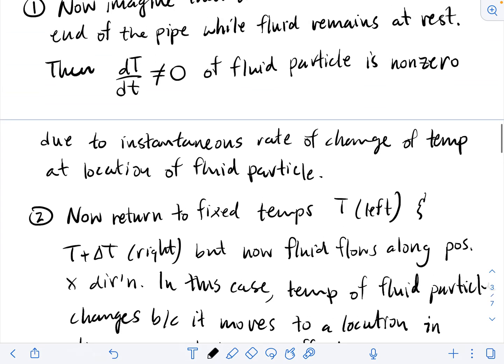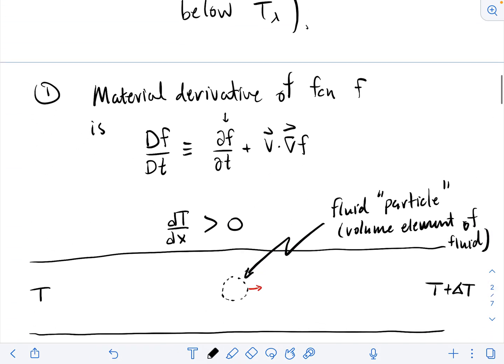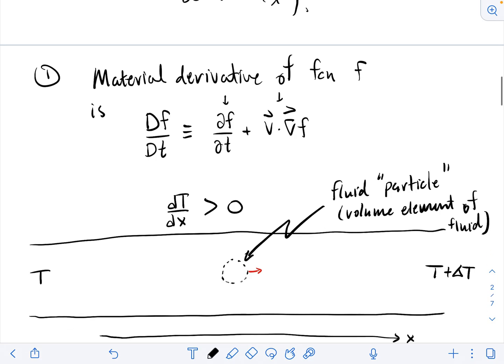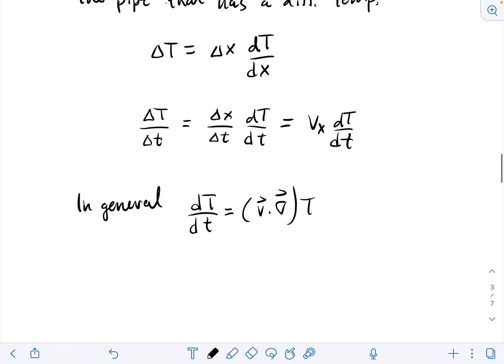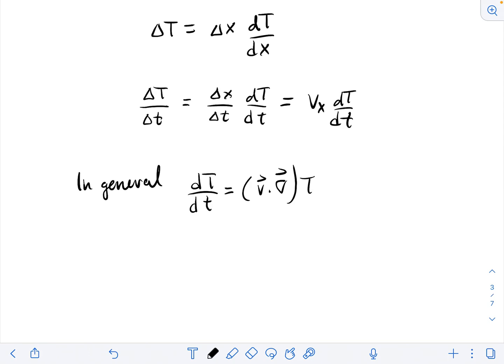And so that's exactly the second term in our material derivative, if, for example, F represented temperature. And then of course you could have both: if we were to change the temperature at the ends of the pipes with time, and we allowed the fluid particle to be moving, then we'd have both of these effects simultaneously, and the total change in the temperature with respect to time would be given by both of those terms.